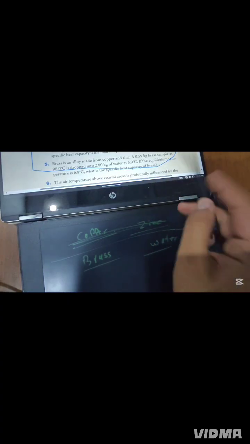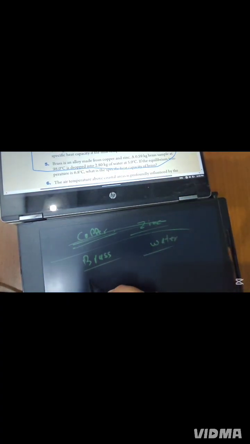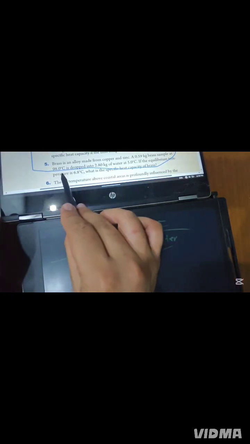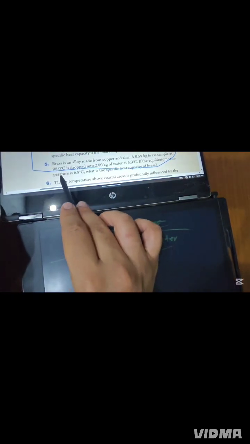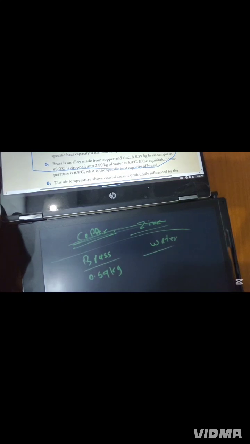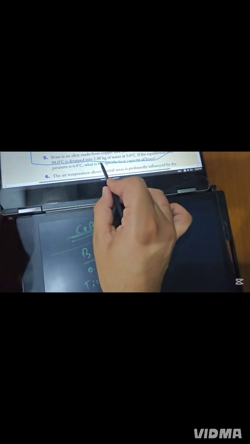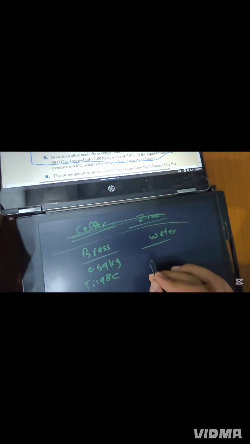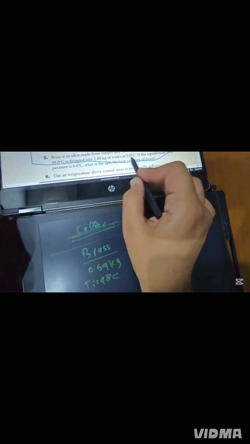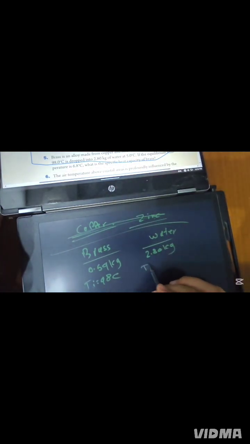0.59 kilogram is the mass of the brass, and 98 Celsius is the initial temperature of the brass, Ti. Drop it into 2.80 kilogram of water. This is the mass of the water, 2.80 kilogram of water at 5 Celsius, the first temperature, Ti.